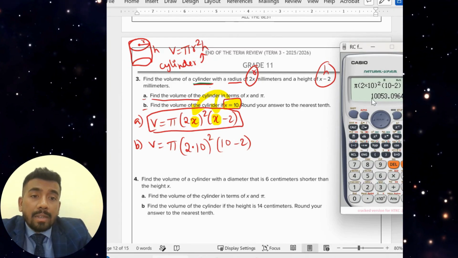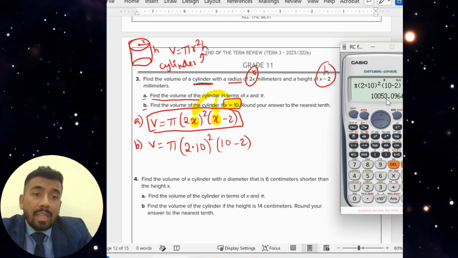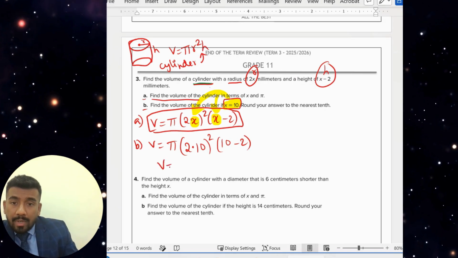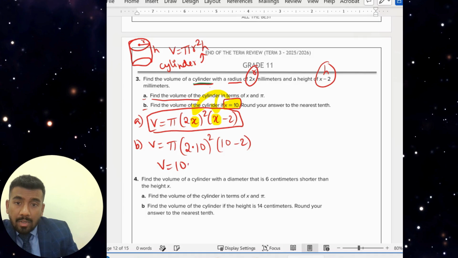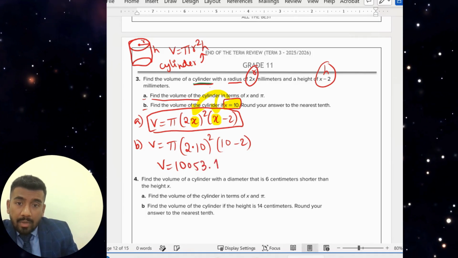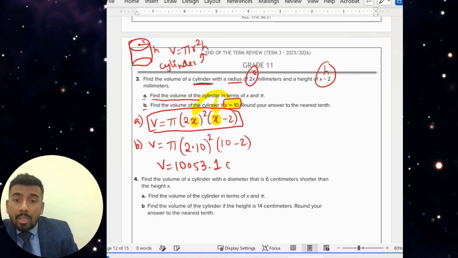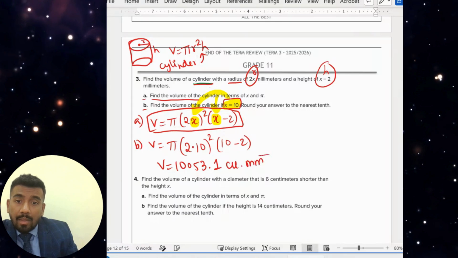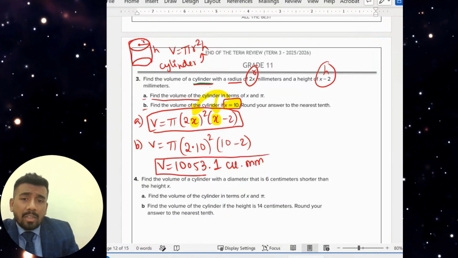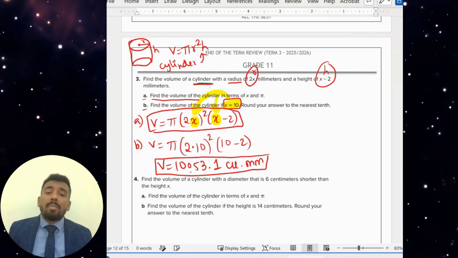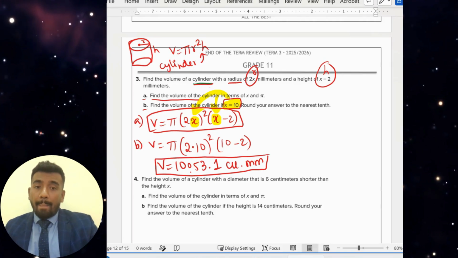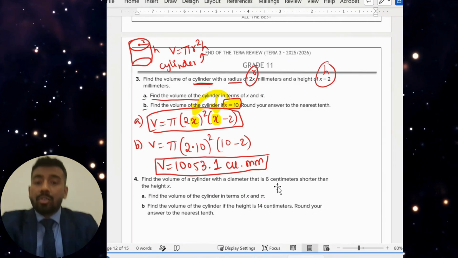So what is it? 10,053.1. So the volume is 10,053.1. What's the unit? Cubic millimeters. That's not needed because in the options you can just see the number, but just for your understanding of how you write volume, that's why I did it. Now let's go to the next one.